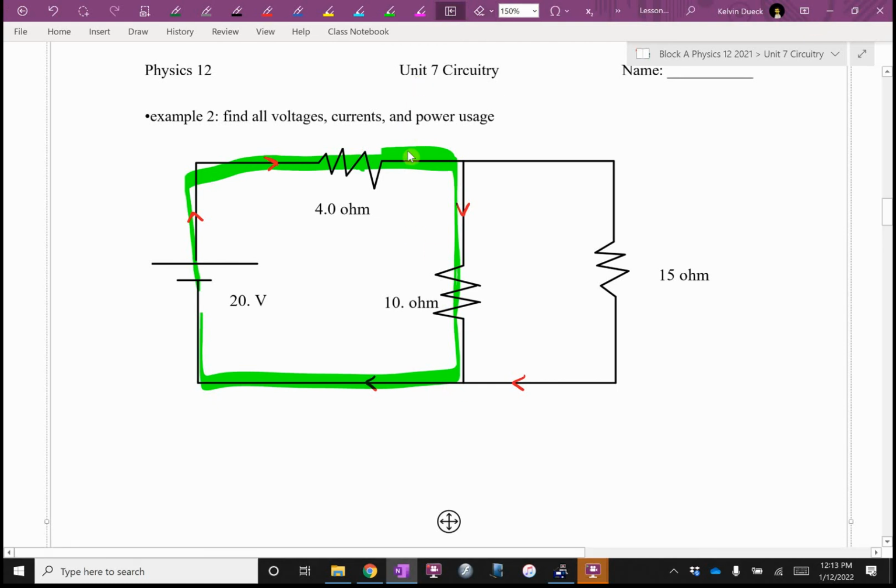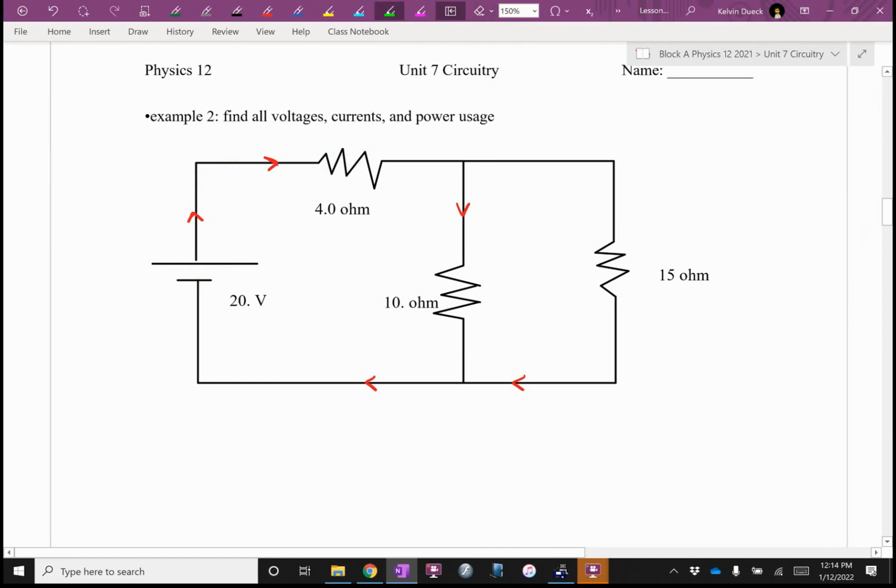Come on, eraser. Something wonky going on here. Let's bring it back. There we go. I do know that these two will be the same voltage because the skiers split up right there and met up right there. So if this ends up being 5 volts, this will end up being 5 volts. That might come in handy.